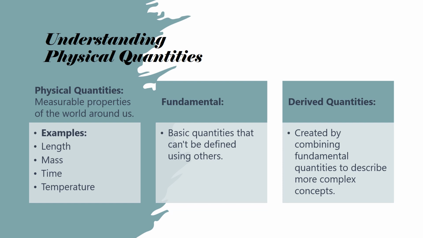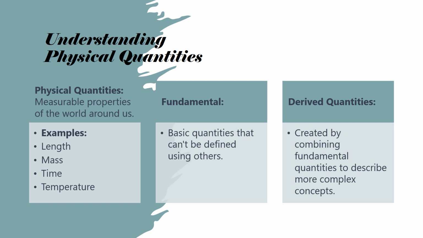Now, physical quantities can be divided into two main categories: fundamental and derived quantities. Fundamental quantities are the basic ones that can't be defined using other physical quantities. Length, mass, time, and temperature are examples of fundamental quantities. They're like the ABCs of physics, the building blocks of everything else.